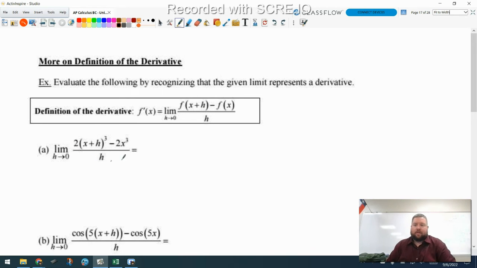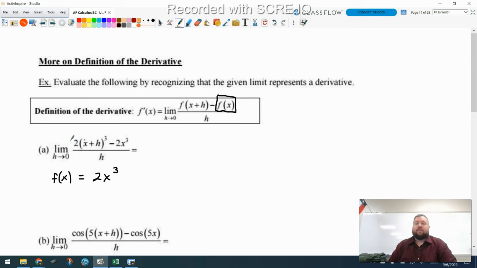They're going to give you a limit that looks like this. You need to recognize it right away. Just say, oh, I know that. That's the definition of derivative. So you should be able to identify f of x because it's right there in the definition. It's minus f of x, so whatever's after that minus sign, that should be your function. In this, we are going to identify this as f of x is equal to 2x cubed.